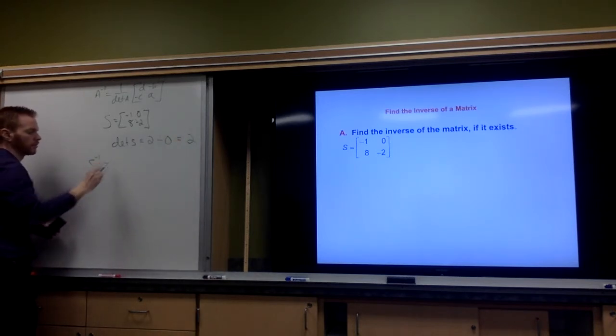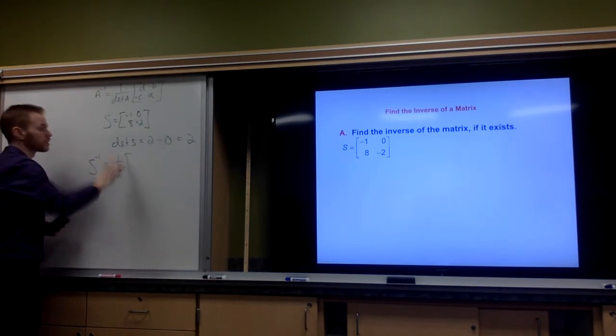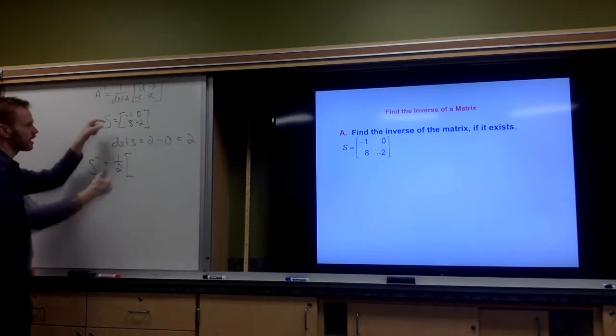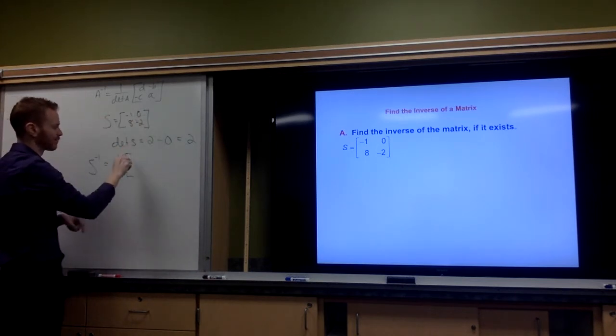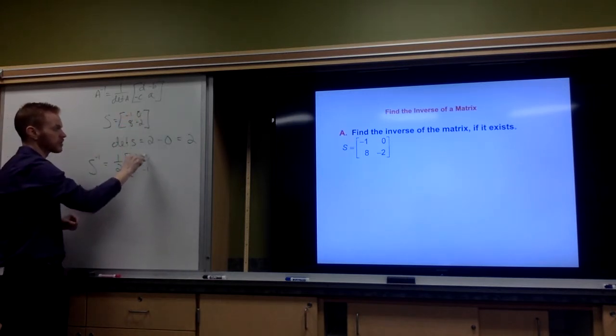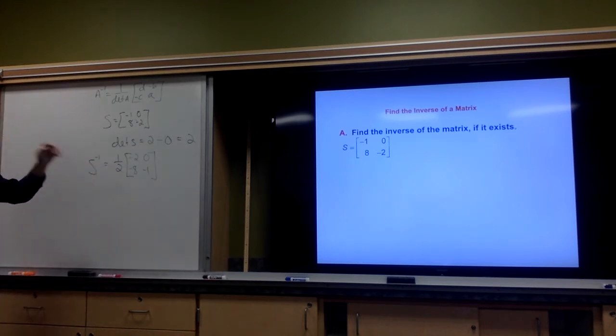Now what I'm going to do is plug it into this formula. So 1 over 2 times, now I try to shortcut the way I say this. I'm going to take these two and flip them. The other diagonal, I'll change the signs. Now 0, there's no sign change for it, but 8 becomes a negative 8.